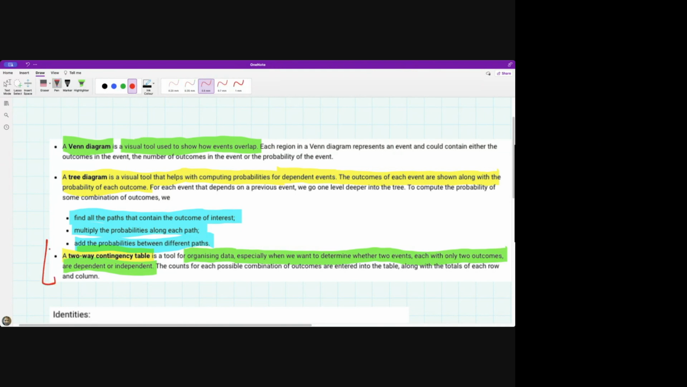Do these first two sound familiar to you? Give me a thumbs up or a happy face if those first two things sound familiar to you. Okay.